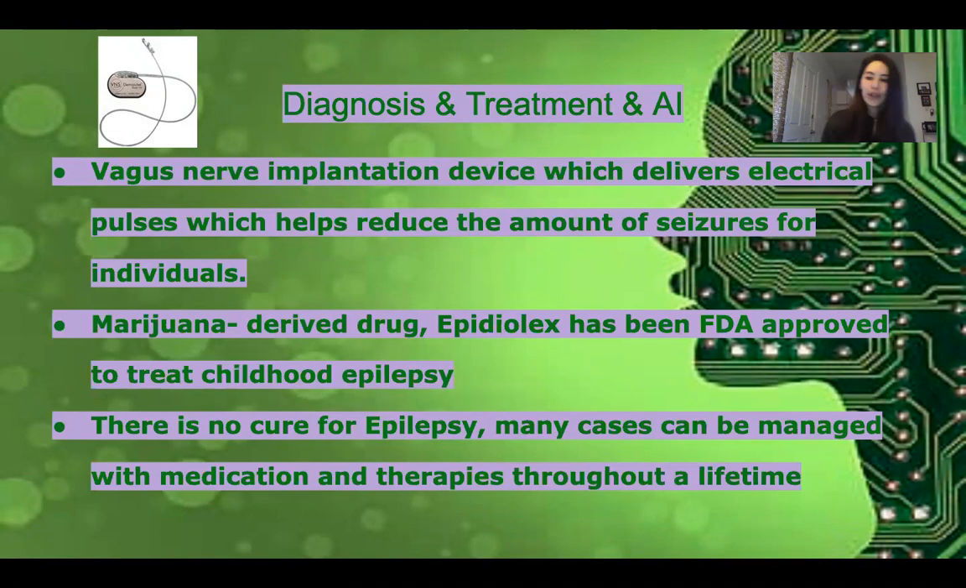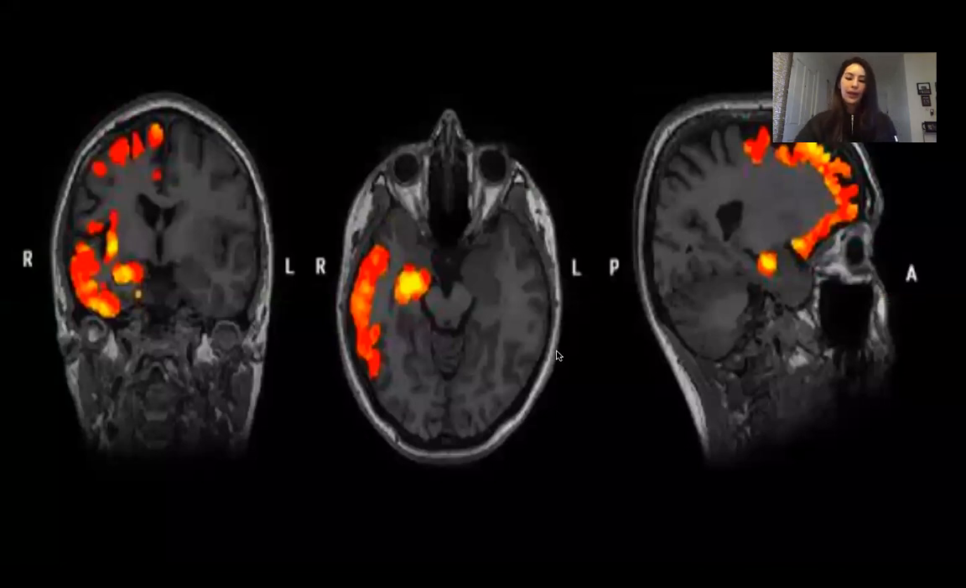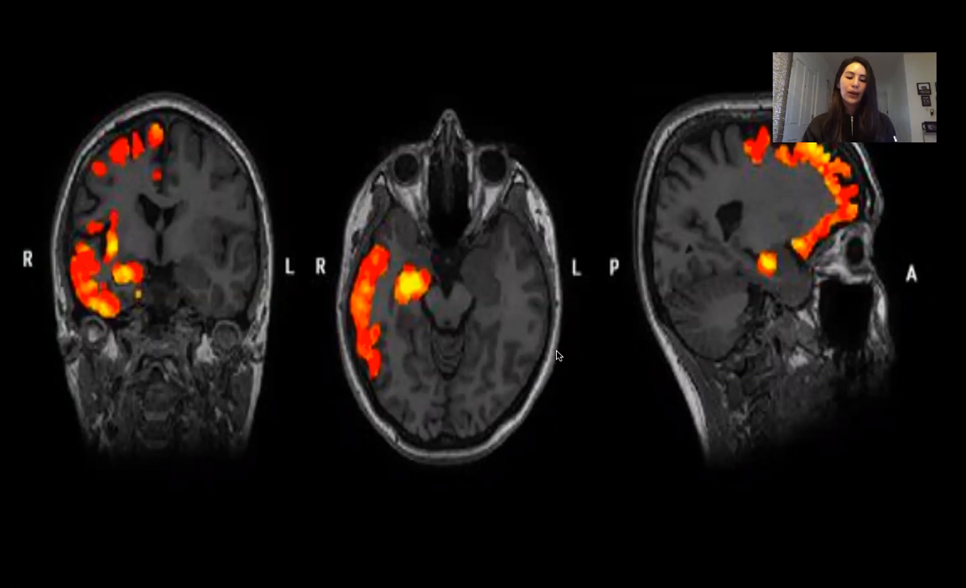Unfortunately, there are no cures for epilepsy yet. There's still a lot of research being done for people that have epilepsy, but in many cases, people can live a very happy and normal life, thankfully through medication and therapies. This is just another technology showing how we can see specific focal seizures, and this is really important for surgeons when they're planning their surgeries for their patients.